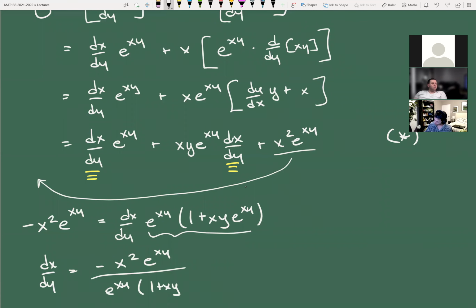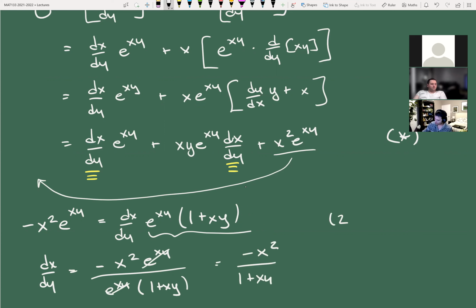I was going to say, why do you have another e to the xy? Why do I have? Yeah, that should just be just xy. Yes, just xy. Thank you. The e to the xy's cancel each other out, so I get negative x squared all over 1 plus xy.